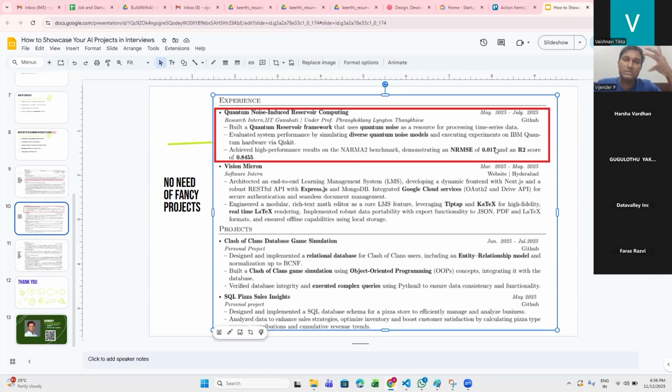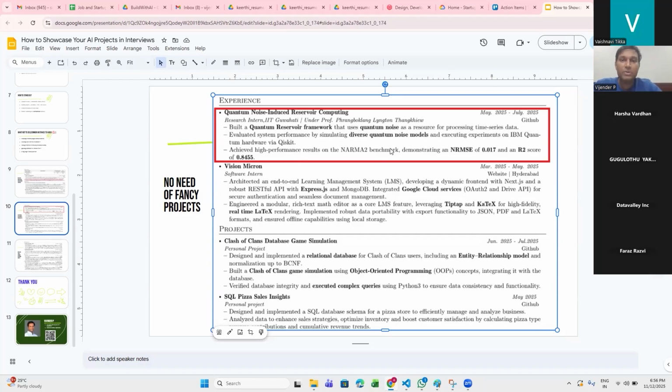But the point is, the candidate is not able to explain what this is solving. What is the solution solving? What problem is it solving? If that doesn't happen, I don't really care about whether you use a quantum reservoir framework or whatever other framework you used.